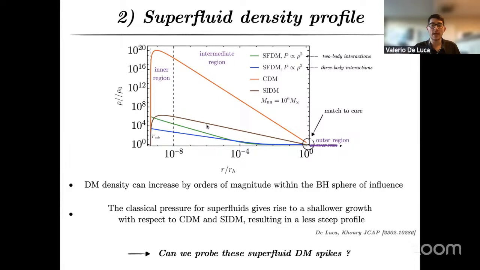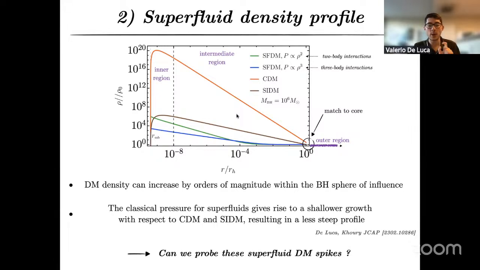And the reason is that when you have a model with self-interactions, there is basically a classical pressure term in the system given by the sound speed. And the sound speed, the self-interactions, basically compete with the gravitational strength of the black hole and give rise to a shallower growth of the profile compared to cold dark matter. So this is a very unique feature which depends on the model you study.